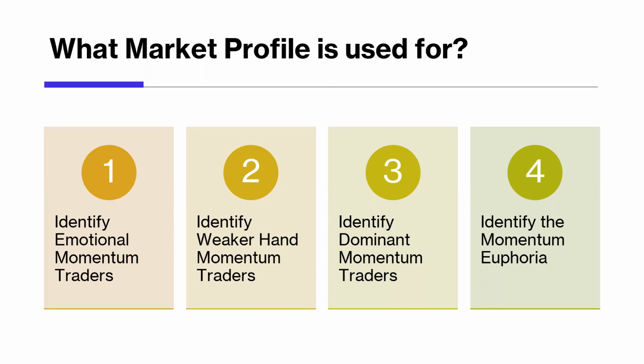Only if you closely track the markets can we identify different styles of momentum traders. Not every momentum trader is going to be a smart trader, right? If every momentum trader were smart, then everybody should be making money here. So we can classify momentum traders into various categories. Some are dominant, smart momentum traders. Some are weaker hand momentum traders.